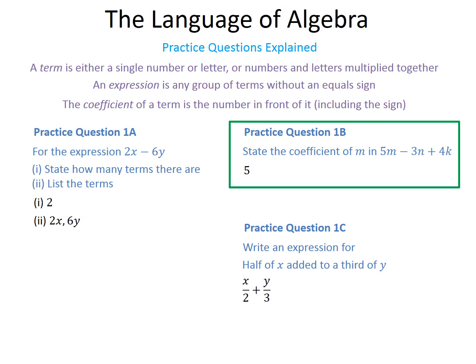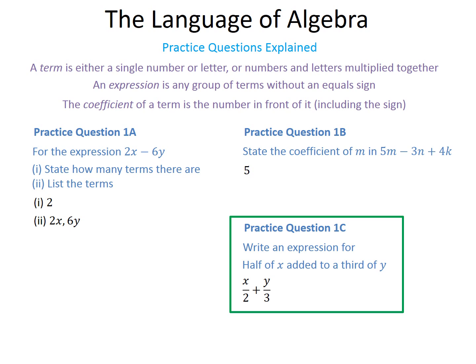Secondly, the next one, I had to state the coefficient of m in this expression. So I just look for the m, and the number in front of it is the coefficient. It's nice, there's no minus sign in front of it, and it's right at the start, so it's just 5. And finally, I'm writing the expression for half of x added to a third of y. This is my half of x here, and I'm adding, so that's a plus sign, and then I do a third of y. So remember to do a third of y, just y with a 3 underneath it.